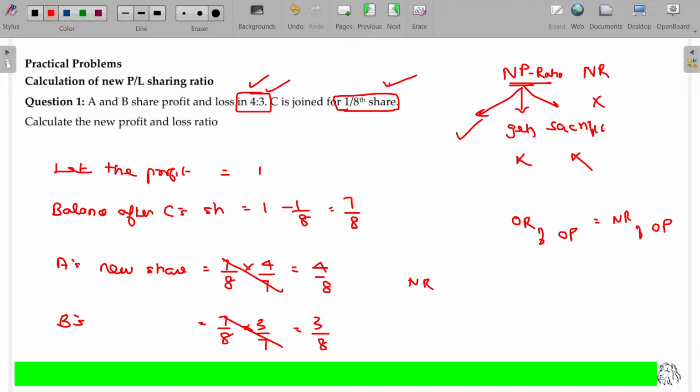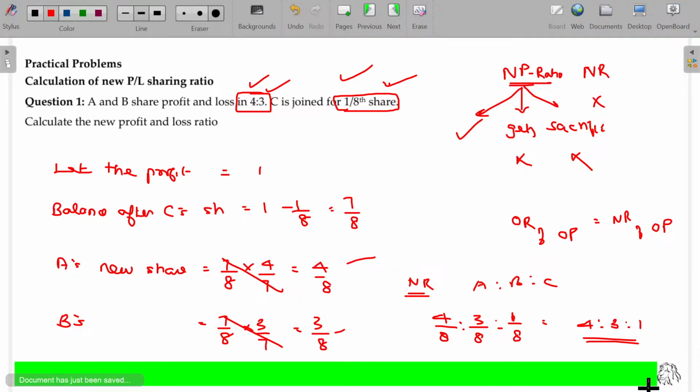So the new ratio for A, B and C: for A 4/8, for B 3/8, and for C it is already given as 1/8. If the denominator is the same, just write the numerators alone as the ratio: 4:3:1. That is the new ratio. Clear? 4:3:1. Any doubts?